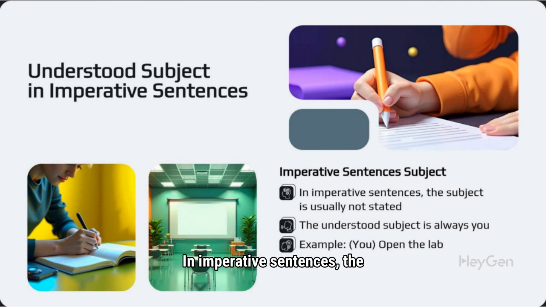In imperative sentences, the subject is typically implied and not explicitly stated. The understood subject is always you. For example, in the command, "Open the lab," the subject is "you open the lab." This understanding is crucial for correct interpretation and execution of commands.